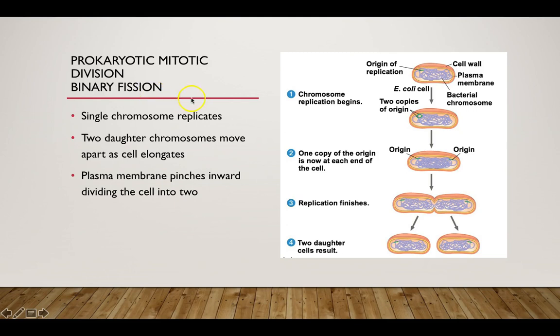Fission is a division. Fusion is when two things come together. Fertilization is a fusion, and this is a fission or a separation. So binary, meaning it goes from one cell to two. So binary fission.